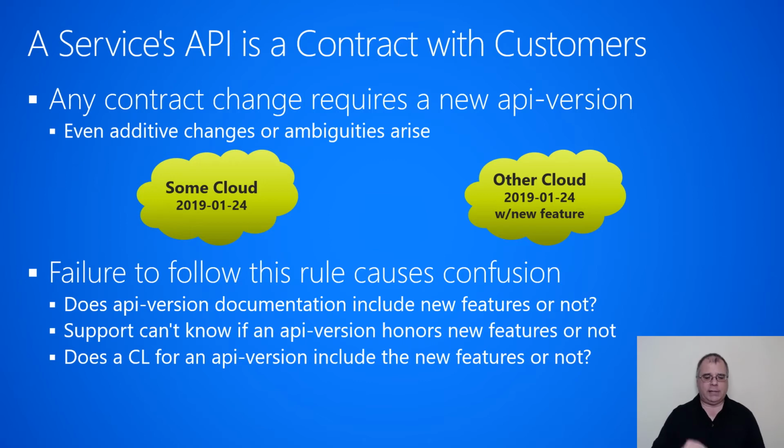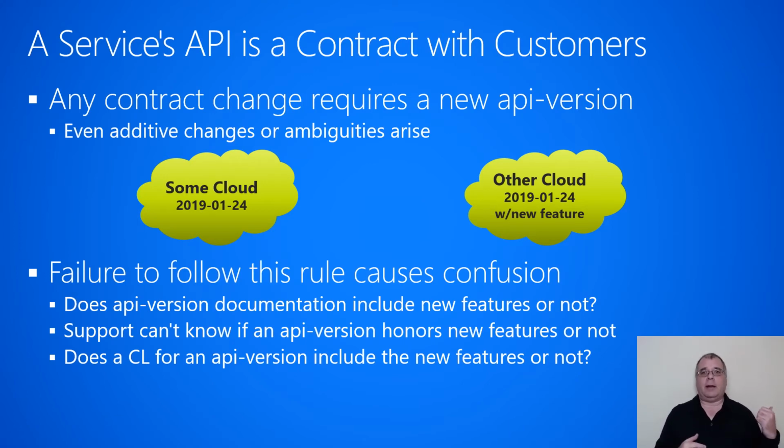So it's still 2019-01-24. Well, this failure to change the API version can cause confusion. So let's go through a couple of examples. The first is, when looking at the documentation for this API version, does that documentation include the new feature or not? Let's say it does include the new feature because you've updated the documentation. Great.